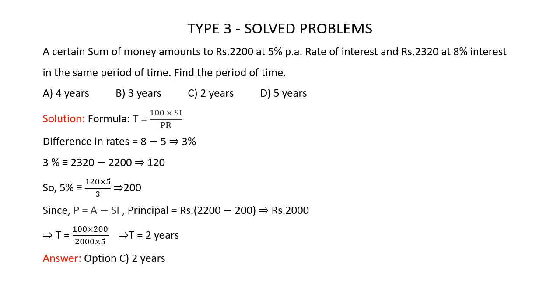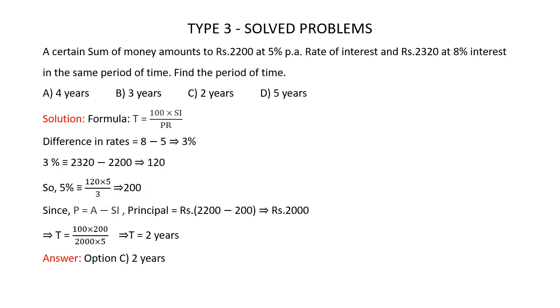So this means that 8% minus 5% is equal to rupees 2320 minus rupees 2200. That is 3% is equal to rupees 120. Now we know that in the first case, the rate of interest is 5%. So if 3% is equal to rupees 120, then 5% is equal to 120 multiplied by 5 divided by 3, which is nothing but 200. So the simple interest for the first case is rupees 200.